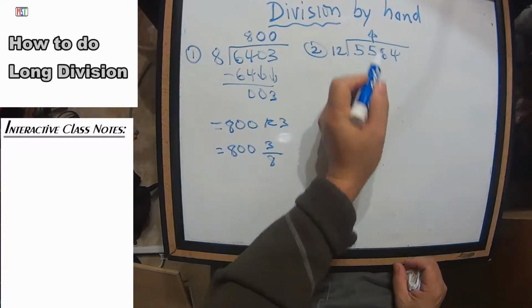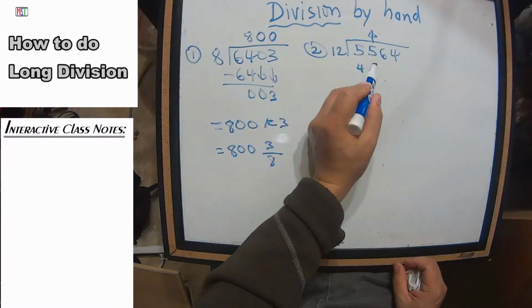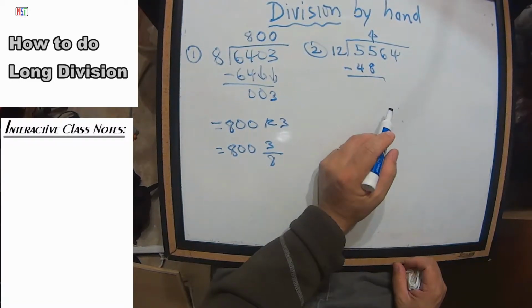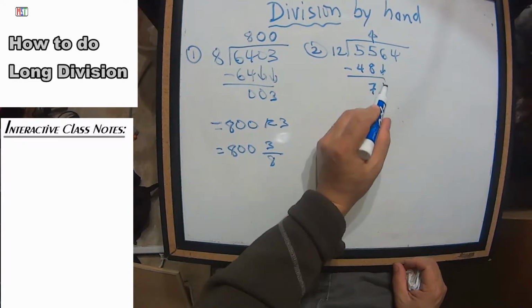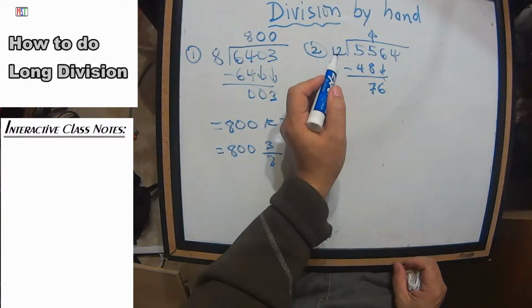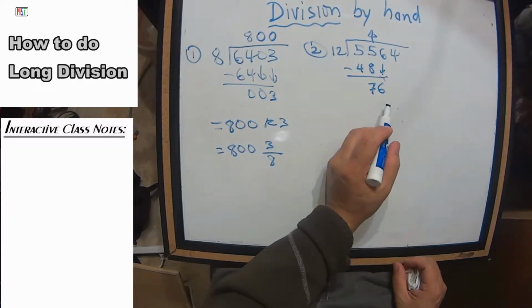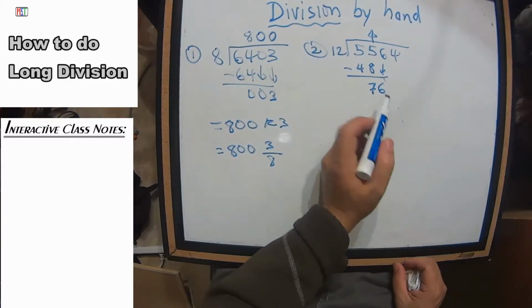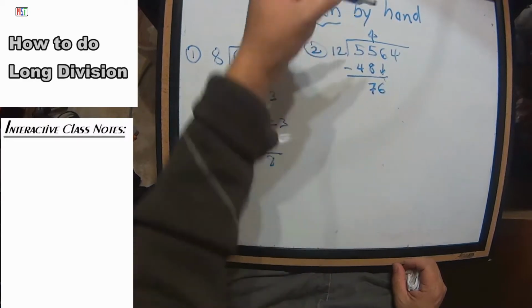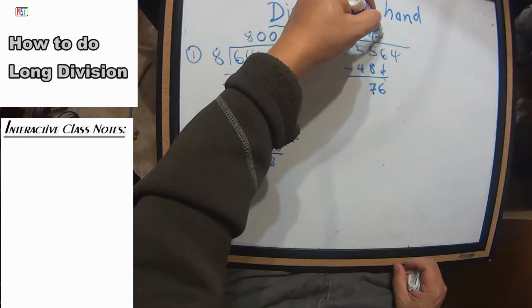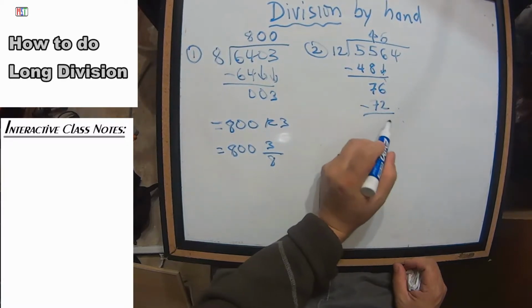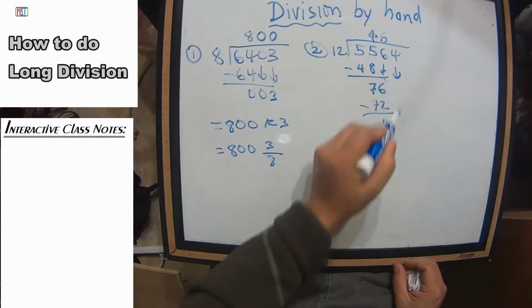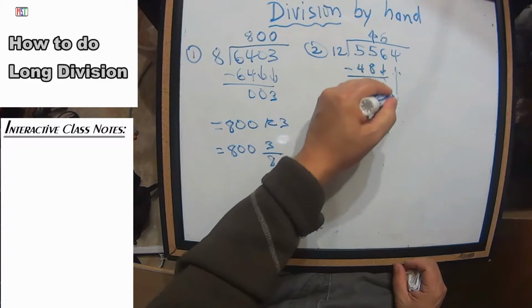4 times. Okay? 4 times 12 is 48. Subtract the difference. What do you get? 7. Okay? Bring down the 6. Okay? So can 12 go into 76? Yes. How many times? Let's see. 6 times. Okay? 6 times 12 is 72. Subtract the difference. We got 4. Bring down the 4. Oops, bring it all the way down here.